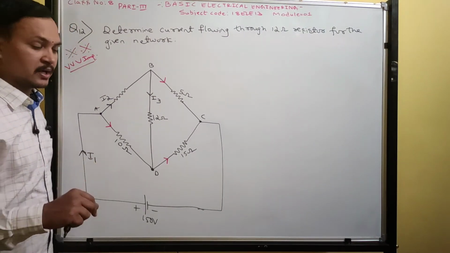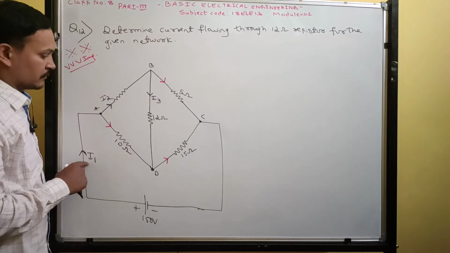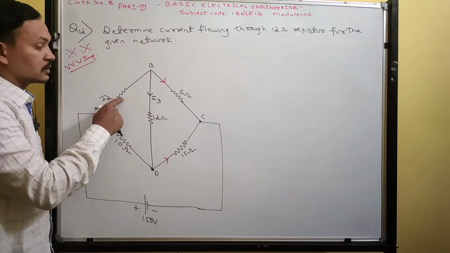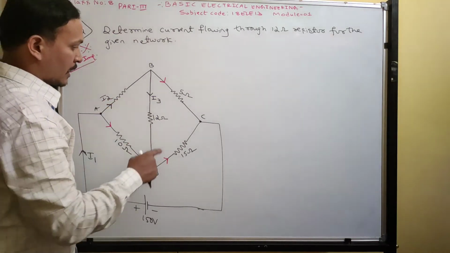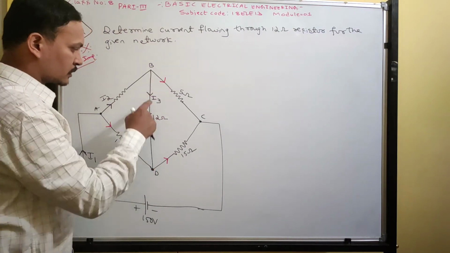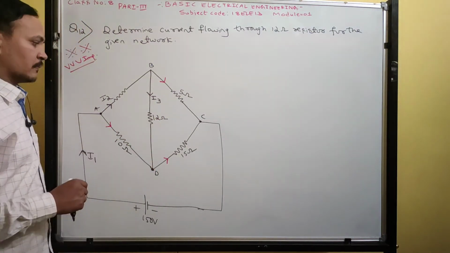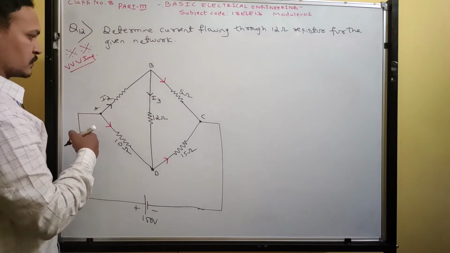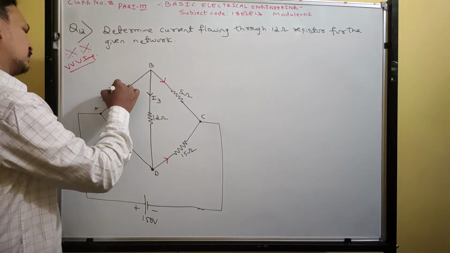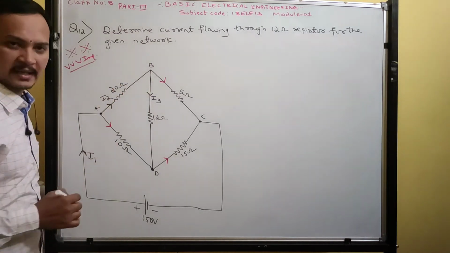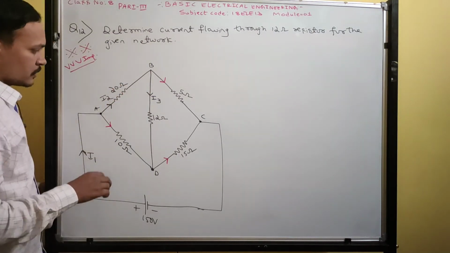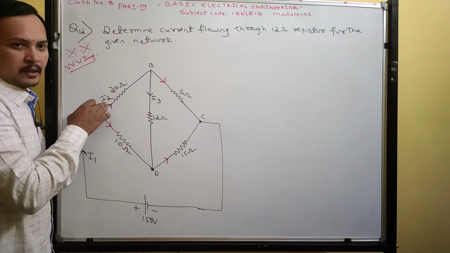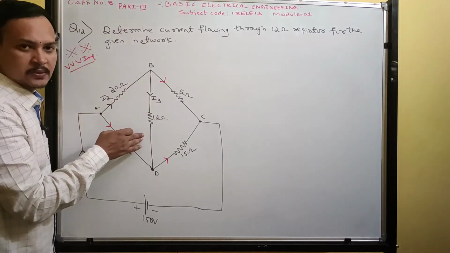They already specified that I1 current flows here. Only I2 current flows in this resistor. And only I3 current flows in this particular resistor. I forgot to write the value of this one, so 510. Take this 20 ohm resistance. See, in the 20 ohm only I2 is flowing. In this 12 ohm only I3 is flowing.